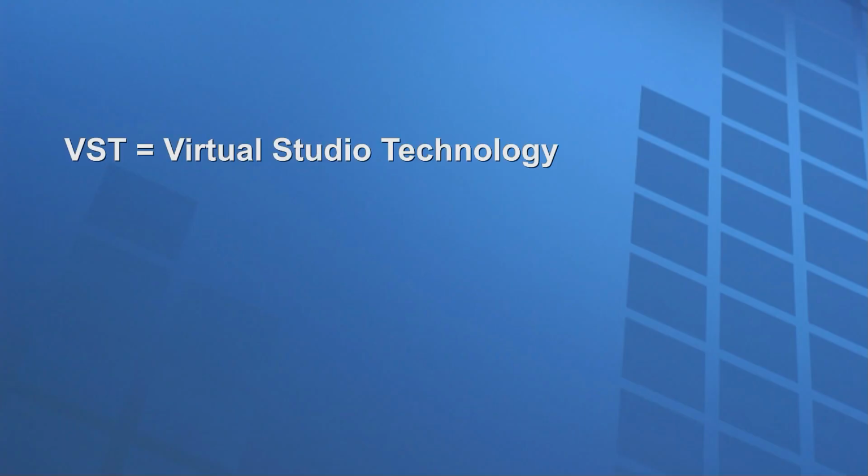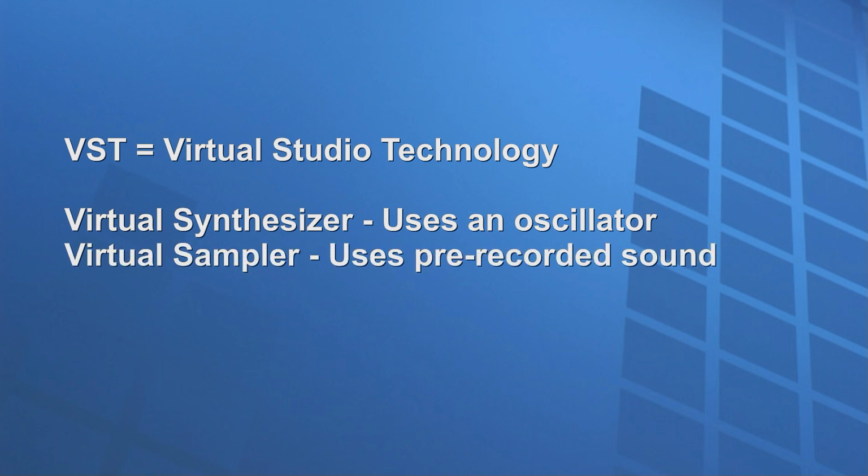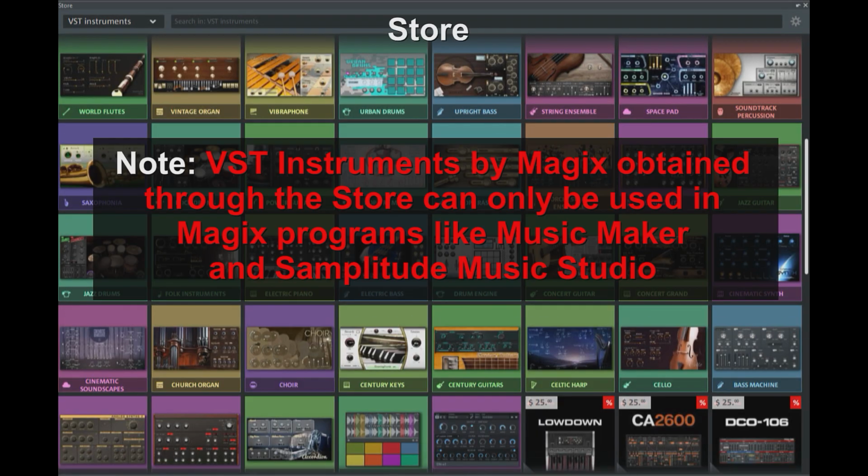VST stands for Virtual Studio Technology, and is an audio plug-in interface that integrates software synthesizers into digital audio workstations like Music Maker. VST instruments generate audio and are generally either virtual synthesizers, which generate their own waveform from an oscillator, or virtual samplers, which rely on a pre-recorded piece of sound, which it then manipulates. The difference between synthesizers and samplers becomes blurred, as samplers usually include synthesizer circuitry to further modify their samples with filters, envelopes, LFOs, etc. Magix sells both synthesizers and samplers in the store.